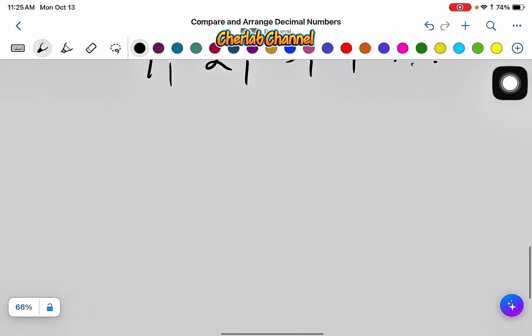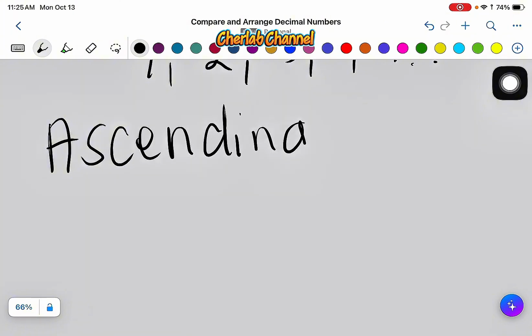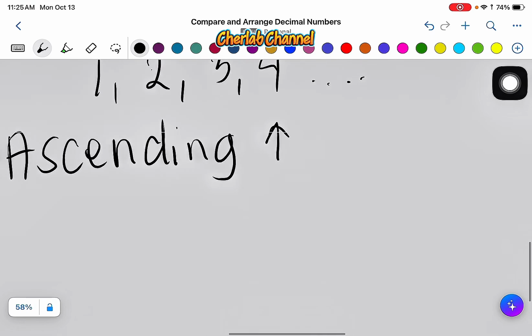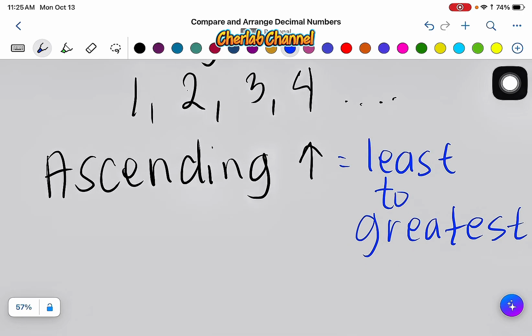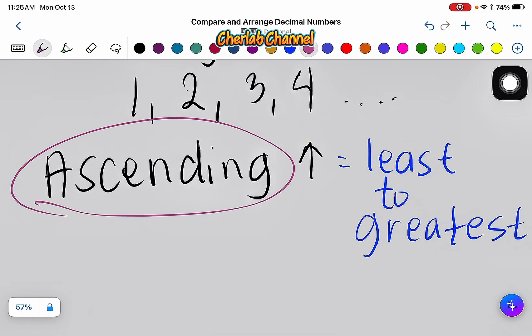Now, there's two types of arrangement. This is what we call ascending. Okay? With a symbol or arrow na pataas. Which means from least to greatest. Pinaka mababa hanggang pinaka mataas. Ascending. Okay? It's like a skyrocket. Ito yung arrow natin papunta sa taas. Mula lupa papuntang langit.